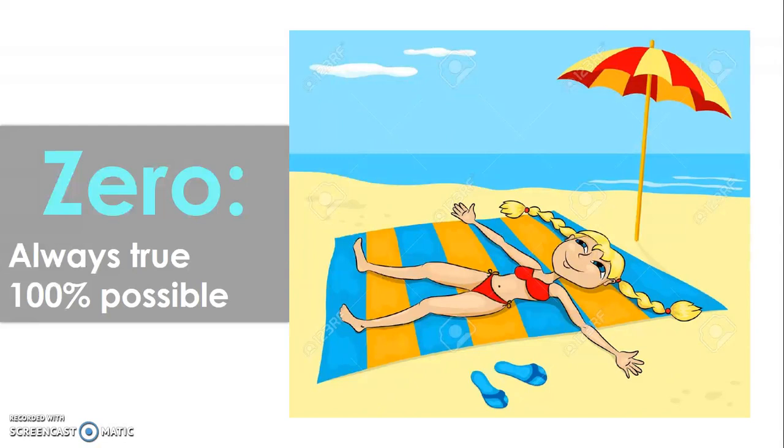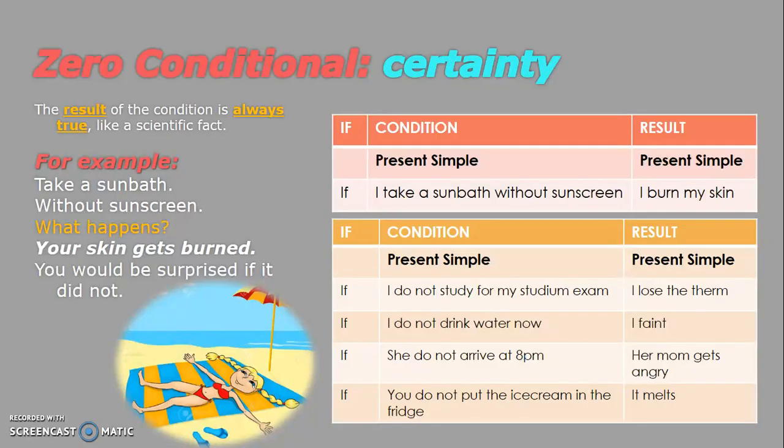We have zero conditional. It's a situation or a condition that is always true, as in a scientific fact, and it is 100% possible. It says the result of the condition is always true. For example, take a sun bath without sunscreen. What happens? Your skin gets burned. You would be surprised if it didn't.